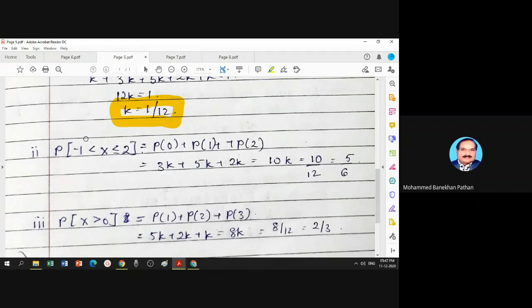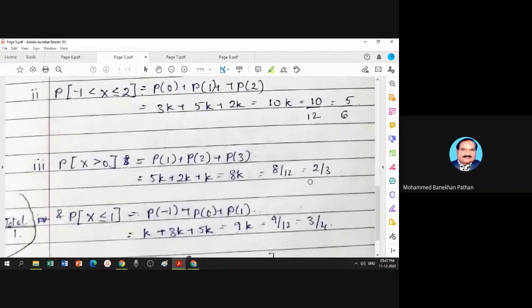So this event has three possible values, 0, 1, 2. So add the corresponding probabilities: P for 0, P for 1, plus P for 2. In the given table, P(0) is 3k, P(1) is 5k, P(2) is 2k. So the total becomes 10k, and k is nothing but 1 by 12. So the answer is 10 by 12, simplified to 5 by 6. My second calculation is probability x greater than 0.